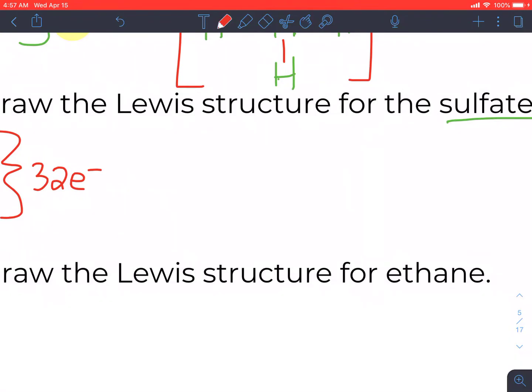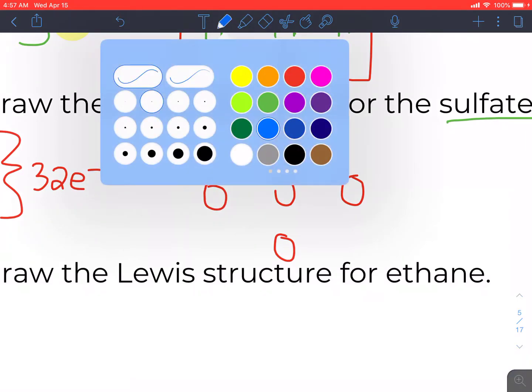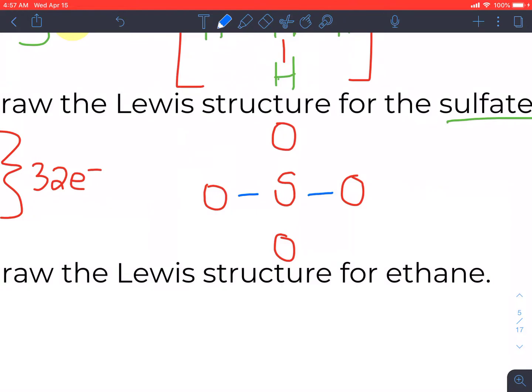Okay, so sulfur's in the middle. I distribute my oxygens around. I'm going to make my initial bonds. This represents 2 electrons being shared between sulfur and oxygen, each of them. Right now, that's 2, 4, 6, 8 electrons of my 32, so I'm going to subtract 8. You get 24. Okay, we distribute the remaining electrons to our outside atoms first.